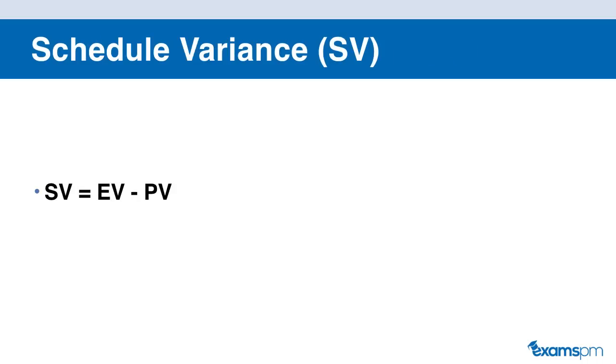What the schedule variance is going to tell us is whether or not we're behind or ahead of schedule. The way that we calculate our schedule variance is using our earned value, and instead of subtracting our actual cost, in this case, we're subtracting our planned value. So this is how much work we have planned to do at any point in time. And the earned value is how much work we have actually done at any point in time. Thus, the formula for SV is EV minus PV.